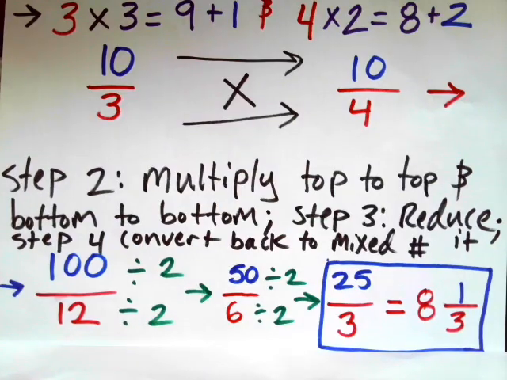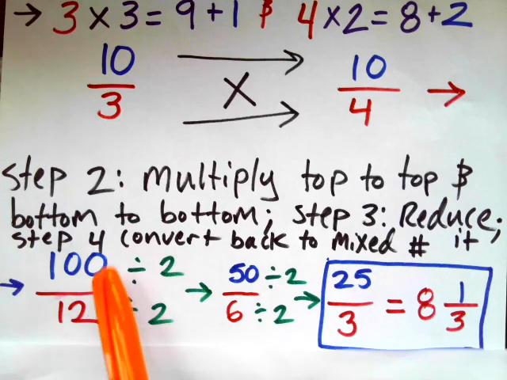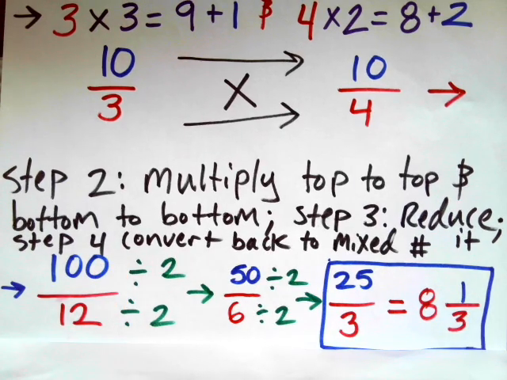Now, step 2 is to multiply, of course, top to top, bottom to bottom. Step 3 would be reduce. Step 4, you would want to convert it back into a mixed number. I will briefly talk about that since you could watch my videos if you haven't already. Is there a number I can divide into 100 and 12, the same number, that would leave no remainder after that division problem, other than 1? Well, I know 100 and 12 are both even numbers, so I'll start with 2.